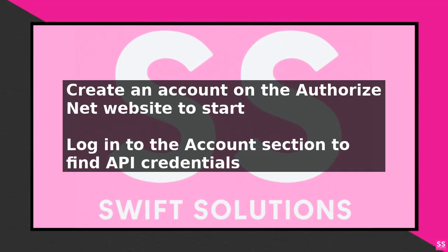To set up an Authorize Net payment form, start by creating an account on the Authorize Net website. Once you have an account, log in and navigate to the Account section, where you will find your API login ID and transaction key. These are essential for integrating the payment form with your website.